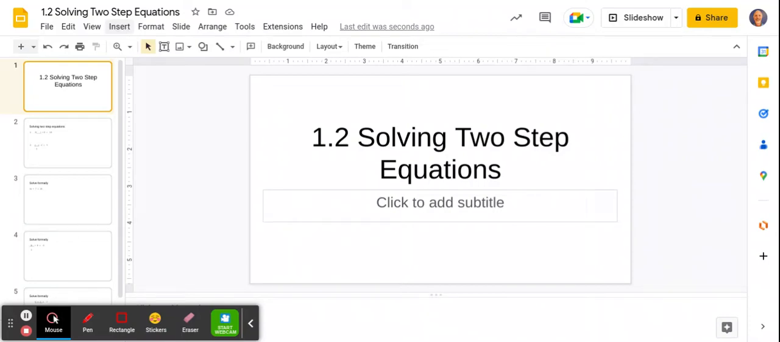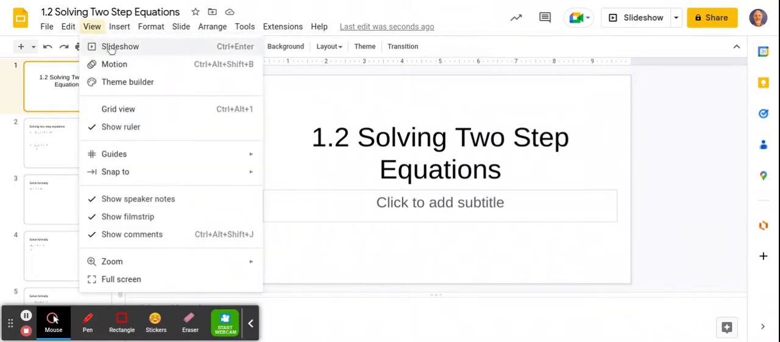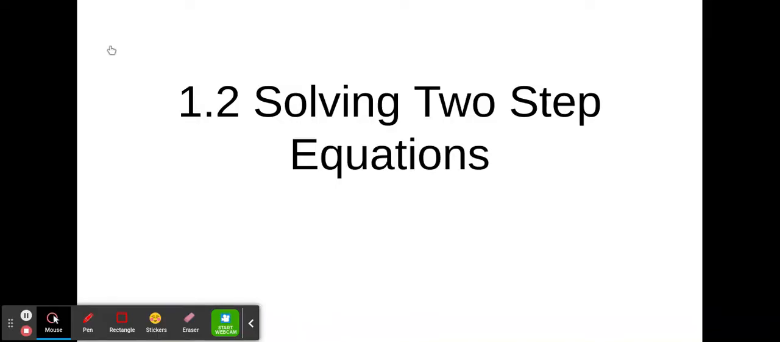Okay, now we're ready to start our second video, or second lesson, and that is solving two-step equations. And let's make this into our slideshow. So again, we're going to solve two-step equations.